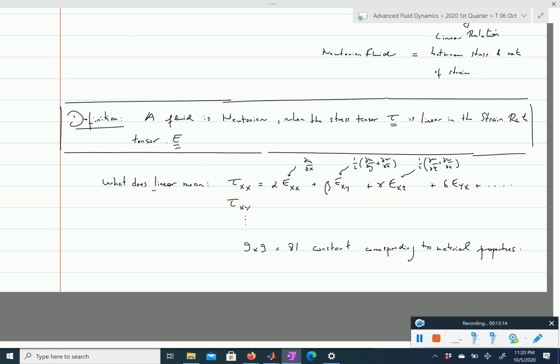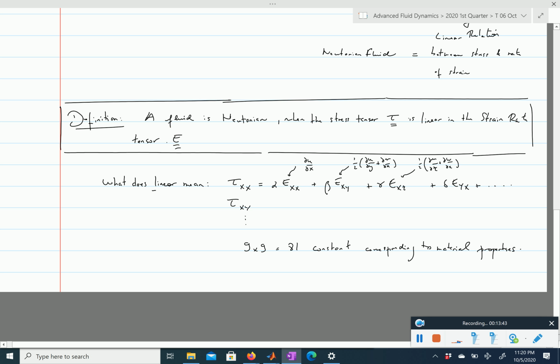Now, if this relationship really depended on 81 material properties, then you would have to devise at least 81 different experiments to characterize the stress response of a flow to a deformation. So that luckily is not the case. And that is because of several reasons. First reason is, as we've discussed, this tensor here has to be symmetric, right? Because of the conservation of angular momentum. And this here is a symmetric tensor.